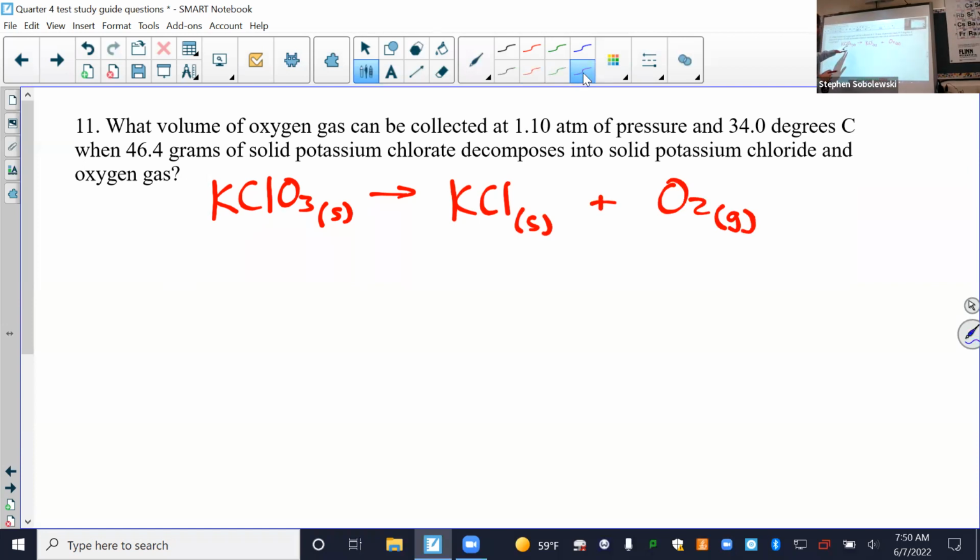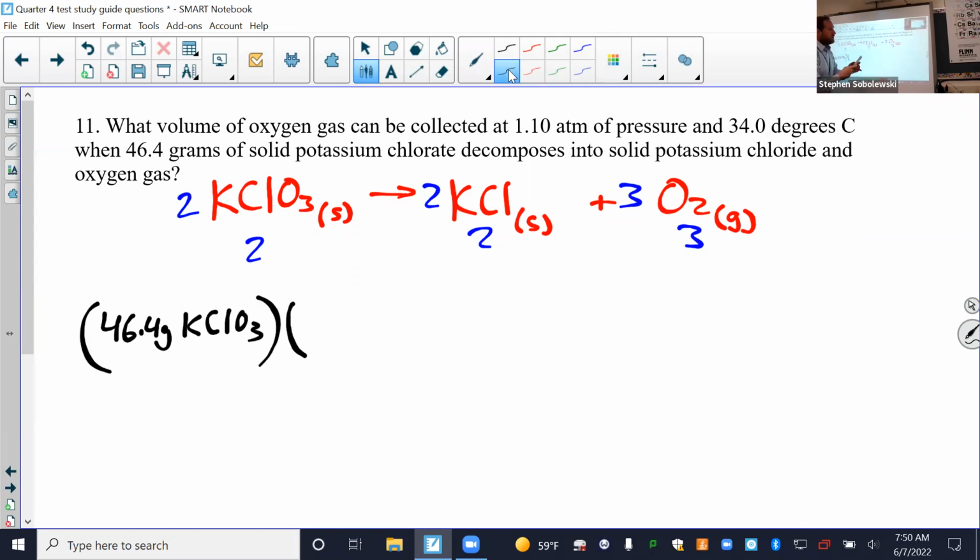Let's see. I'm seeing 3 O's on the left, 2 on the right. So I see 3s and 2s. I think 2s and 3s. Let me try that. So that balances my O's, and then I just need a 2 there. Yeah, it looks like we're good: 2, 2, 3. All right, we have 46.4 grams of potassium chlorate, 46.4 grams of KClO3.